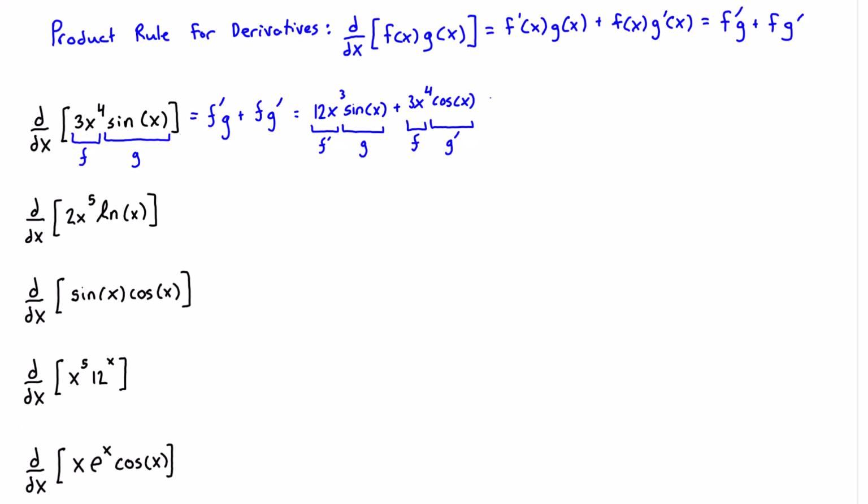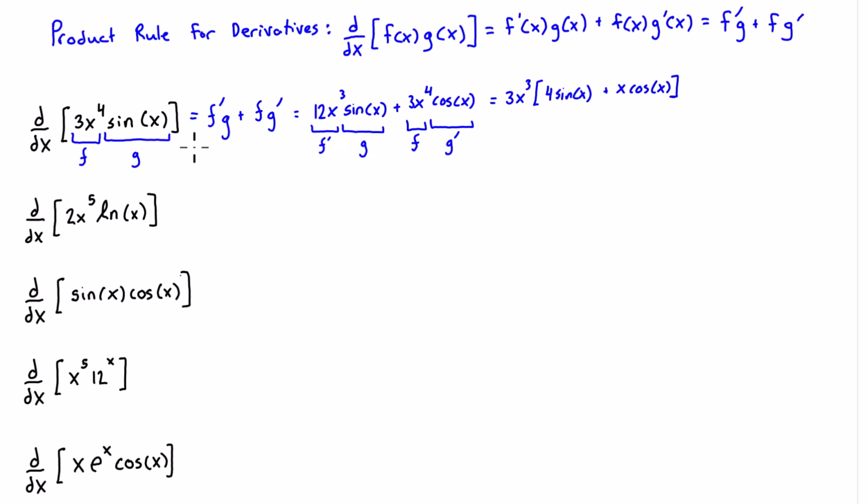And if you want to give the final answer here, we can actually simplify this a little bit. We can pull out the 3x cubed, and what remains is just going to be 4 sine x plus x cos of x. All right, so that is the full derivative. Let's close off that bracket there. This 3x cubed times this stuff is the derivative of the original function, which is 3x to the power of 4 times sine of x. All right, let's do it again.